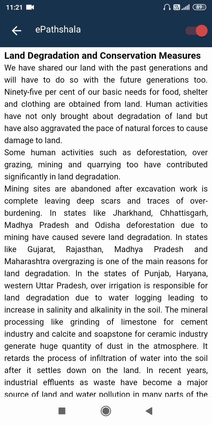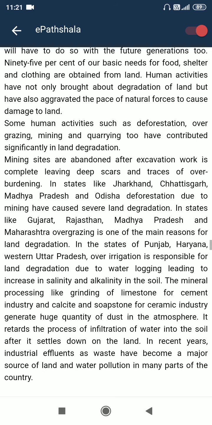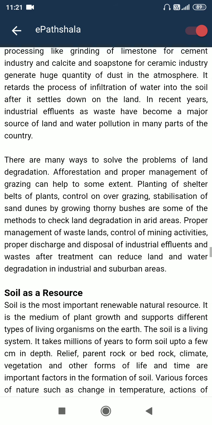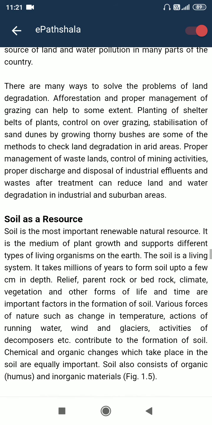Mineral processing, like grinding of limestone for the cement industry and calcite and soapstone for the ceramic industry, generates huge quantities of dust in the atmosphere. It retards the process of infiltration of water into soil after it settles down on the land. In recent years, industrial effluent as a waste has become a major source of land and water pollution in many parts of the country. There are many ways to solve the problem of land degradation.